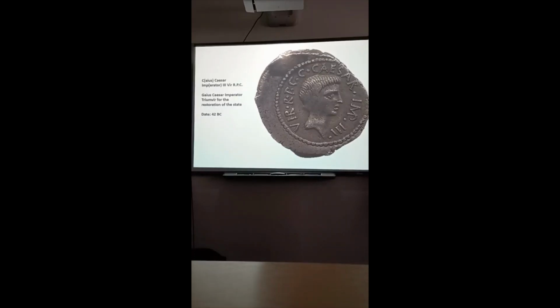And here is the evidence in one coin, minted in 42, where he is Gaius Caesar, Imperator, a title awarded to a victorious general, put after the name as a suffix, Triumvir for the settlement of the Roman state, or the restoration of the state. So this is how he's promoting himself on, as it were, official coinage. Could we have the next slide, please?